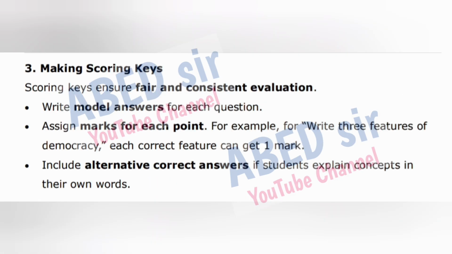3. Making scoring keys. Scoring keys ensure fair and consistent evaluation. Write model answers for each question. Assign marks for each point. For example, for "write 3 features of democracy," each correct feature can get 1 mark. Include alternative correct answers if students explain concepts in their own words.